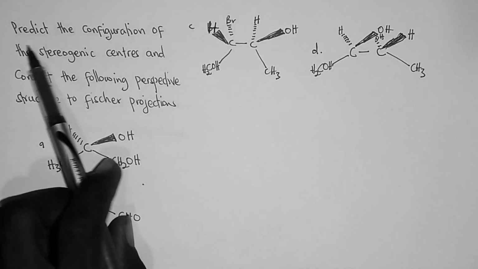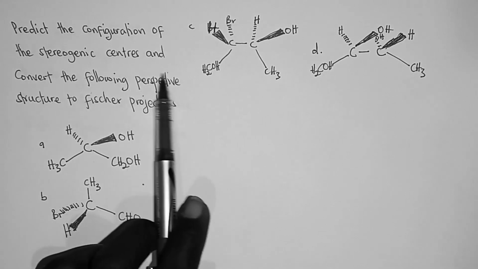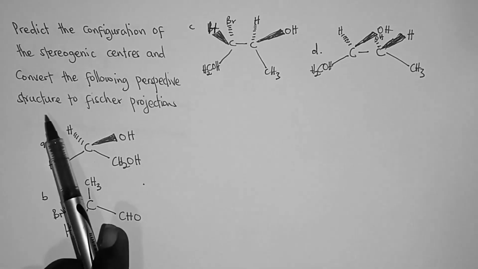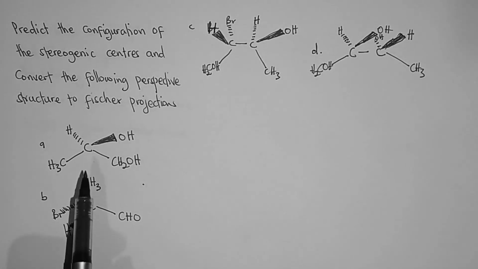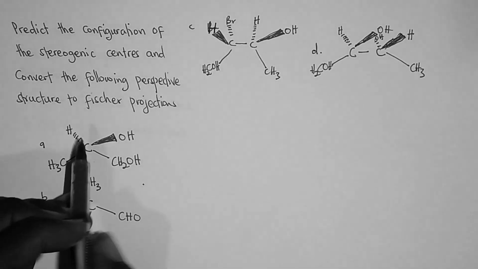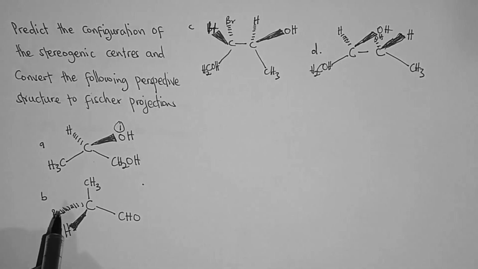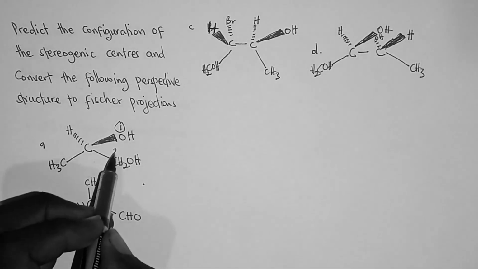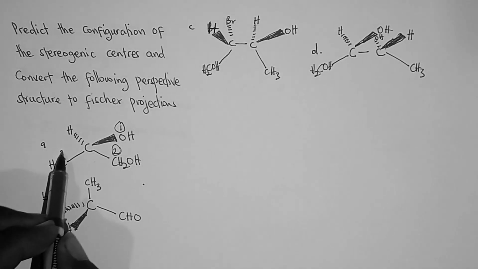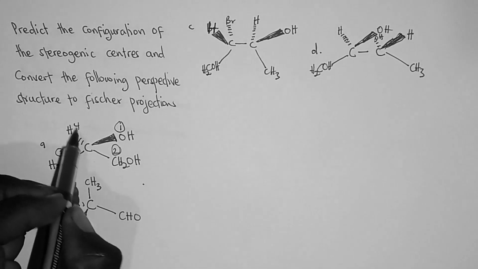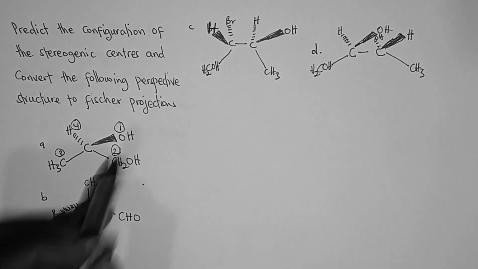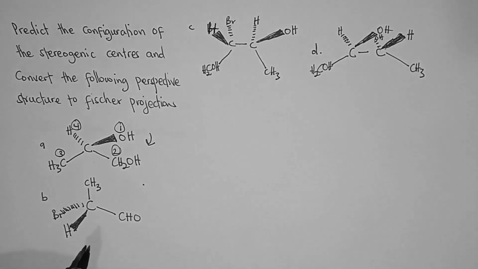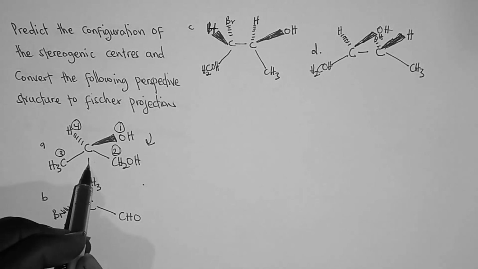Predict the configuration of the stereogenic centers and convert the following perspective structures to Fischer projections. So let's determine the configuration. Here's 1. This is CH2OH, so that is 2. And this is 3. And then the proton is number 4. You can see that this is going in the clockwise direction, and therefore the configuration of this molecule is an R.